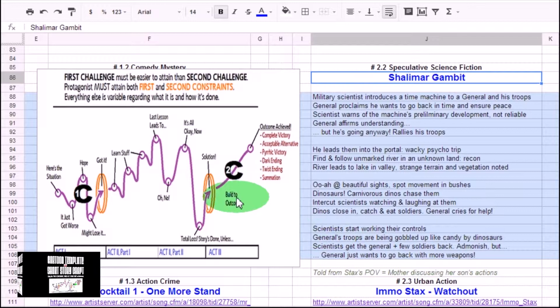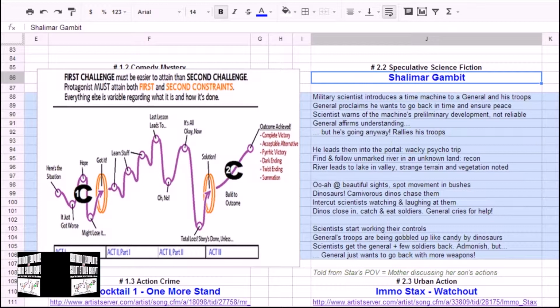All right, so the solution is the scientists start working on their controls. The general's troops are being gobbled up like candy by the dinos, so here we are building up to our outcome. The scientists get the general, plus a few soldiers, back, and the scientists admonish the general, but the general just wants to go back with more weapons. Woohoo! Outcome achieved!